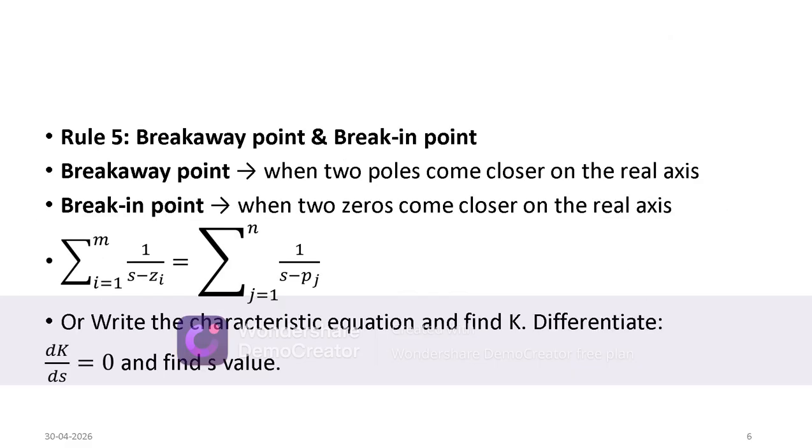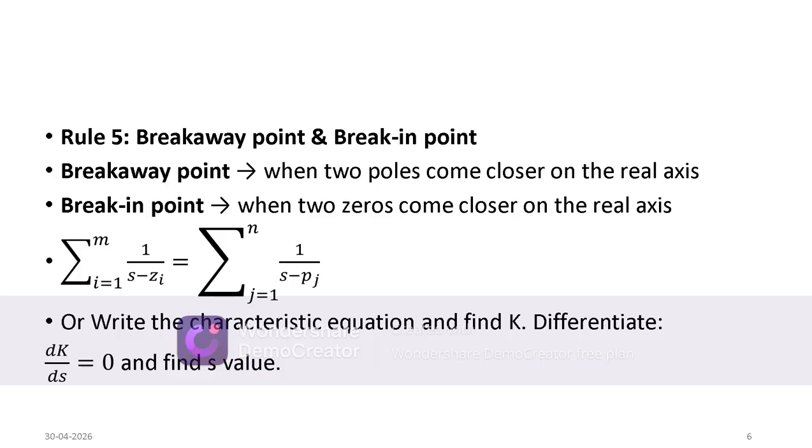Next is rule number 5, breakaway and break-in point. When two poles come closer on the real axis, there will be a breakaway point, and when two zeros come closer on the real axis, there will be a break-in point. We can find the breakaway or break-in point by using two methods. One is to write the equation, the summation of 1 by s minus zi equal to the summation of 1 by s minus pj, and by solving this you will get an s value. By using that s value, we can mark the breakaway or break-in point.